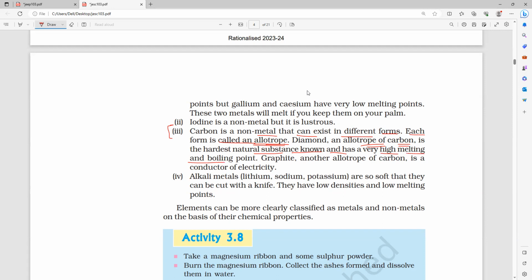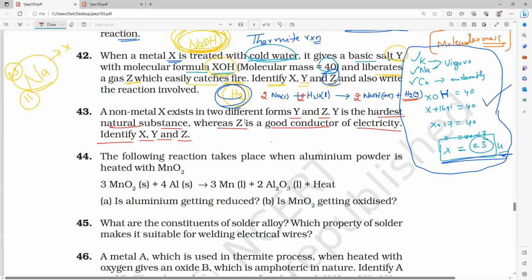Diamond, an allotrope of carbon, is the hardest natural substance known and has a very high melting and boiling point. Graphite is another allotrope of carbon and is a conductor of electricity. So what is X, everybody? Carbon. X is carbon, Y is diamond, and Z is graphite, the one and only non-metal that is a good conductor of electricity.